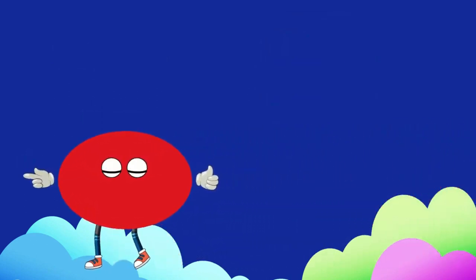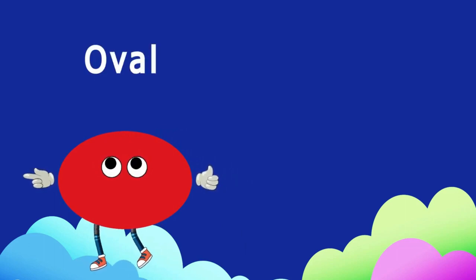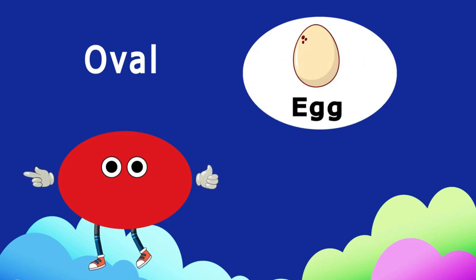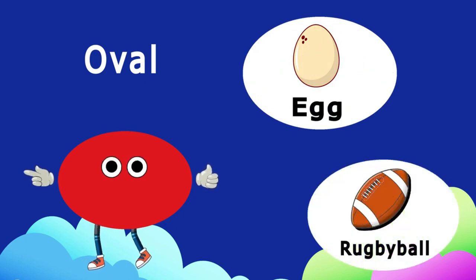Oval. Oval is like an egg or a rugby ball.